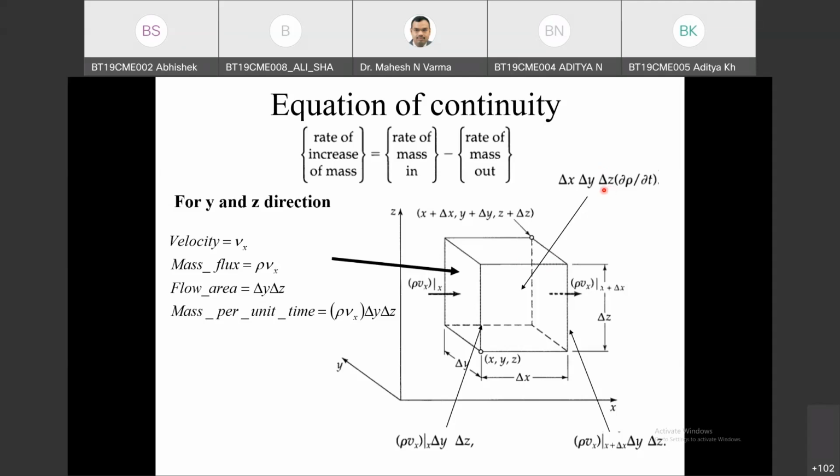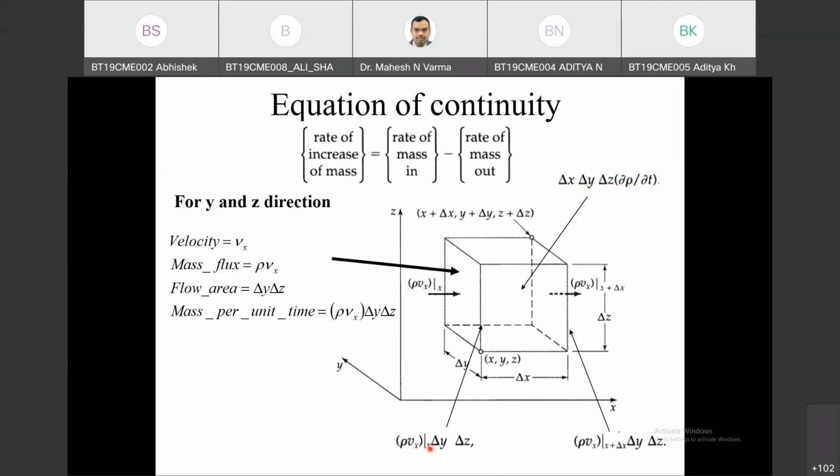So this will be del by del t of del x into del y into del z into rho with respect to time. And this control volume is kept constant, so you can keep del x, del y, del z outside the differential operator. So it will be del x, del y, del z d rho by dt. Okay, so you can substitute. This is the rate of increase of mass, and this will be the rate of mass coming in the x direction.